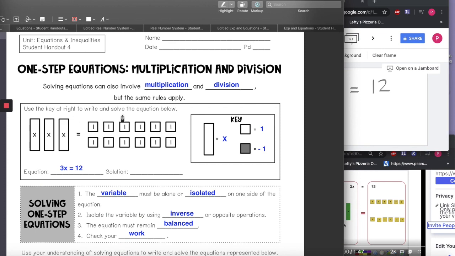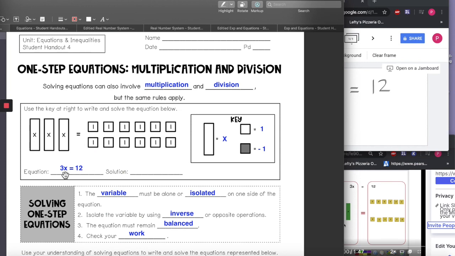If we look at our key to the right, we can see that our x's are represented with our long rectangles, our positives are represented with the white ones here, and if we have a negative, it's going to be represented with gray. So if I'm reading this equation, I have 3 x's, so I write 3x, and it equals 12. Now, we are going to practice solving this equation.